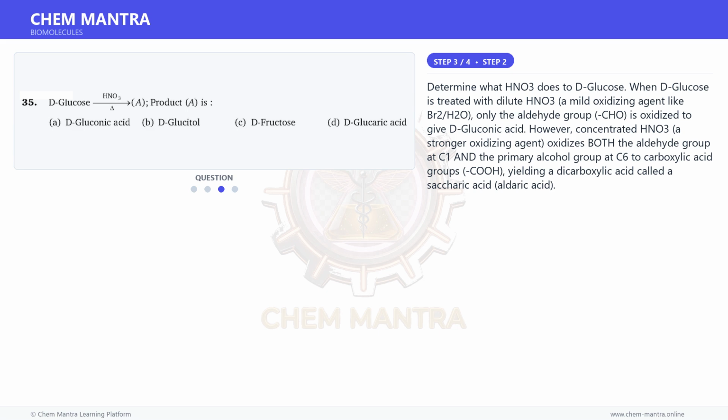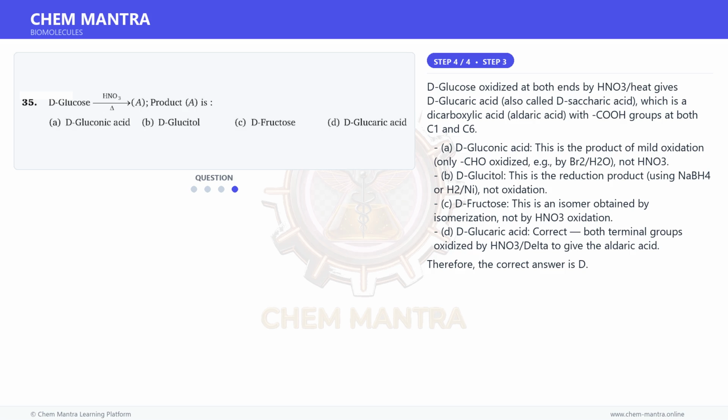to give D-gluconic acid. However, concentrated HNO3, a stronger oxidizing agent, oxidizes both the aldehyde group at C1 and the primary alcohol group at C6 to carboxylic acid groups, COOH, yielding a dicarboxylic acid called a saccharic acid, aldaric acid.